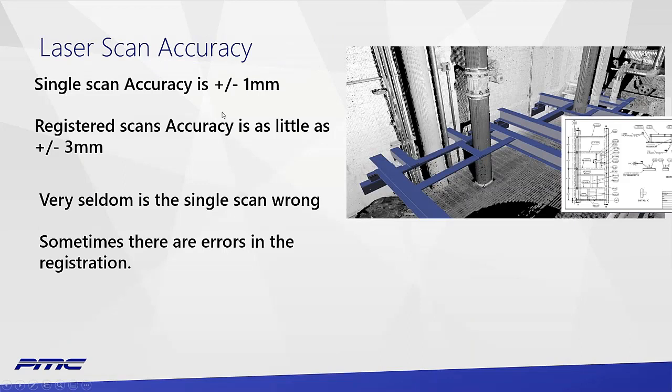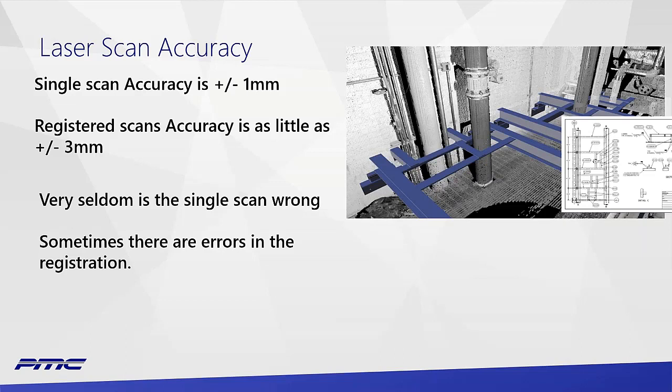So we get into the accuracy of the scans we take. This is a complicated discussion, but in general terms, the accuracy of a single scan is about plus or minus 1 millimeter, assuming the scanner has been calibrated recently and is in good working order. Then as we stitch the scans together, this is where accuracy gets a little softer. It can be as tight as, I'd say, 3 millimeters, but this can get quite a bit higher, depending on the quality of the registration that was done.